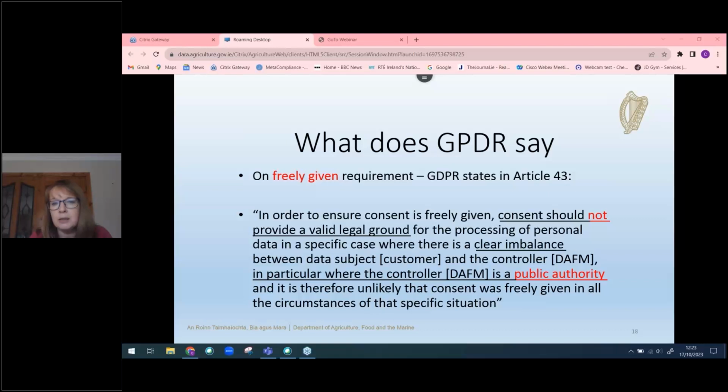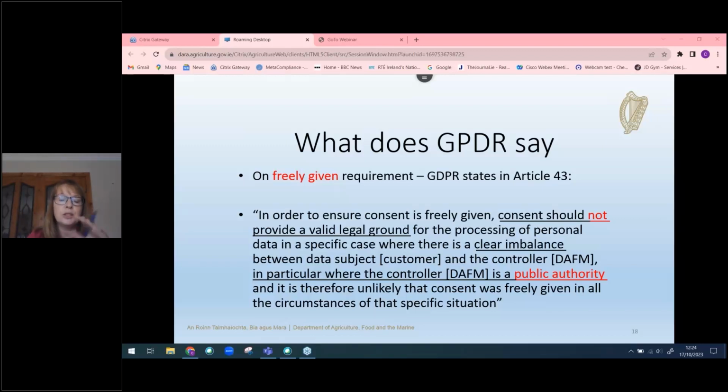There is an imbalance in the relationship. It is viewed as the small customer afraid to say no to the big organization who's gathering the data. And if they do say no, they won't get the payment, they won't get the license, they won't be able to register. So they're afraid to say no. So that's why it is considered inappropriate for a public authority to go and seek consent from our customers for the use of their data.